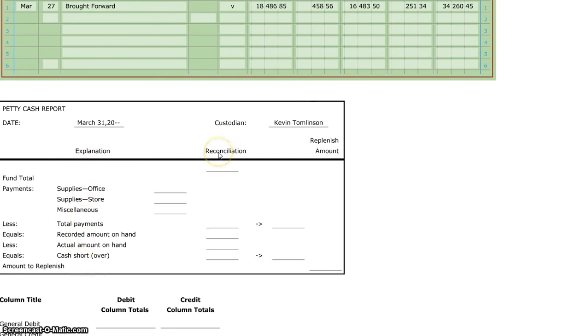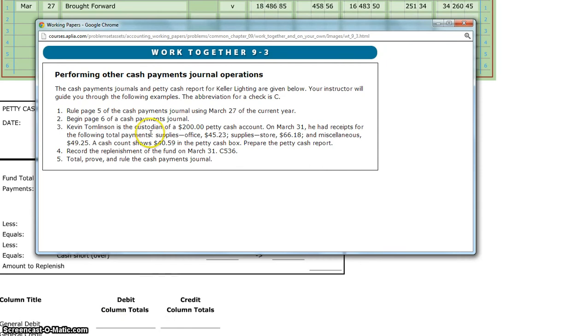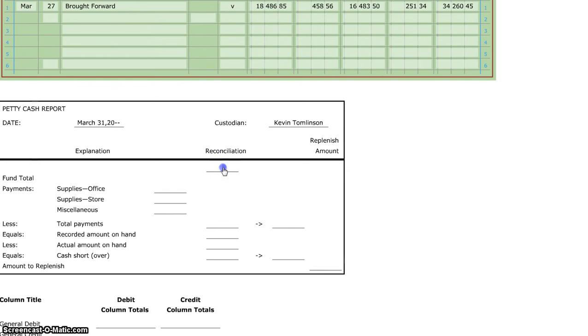The reconciliation part is referring to this information, and then the replenish amount is referring to right down here at the bottom. Okay, so what we have to realize is that the fund total, the amount that we have in our petty cash fund, looking at this, the fund total is $200. That's our petty cash fund total. So we're going to put down $200 here.